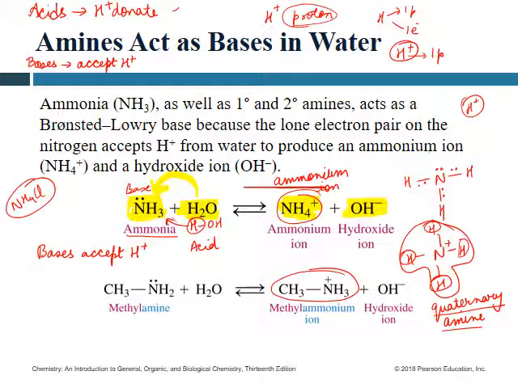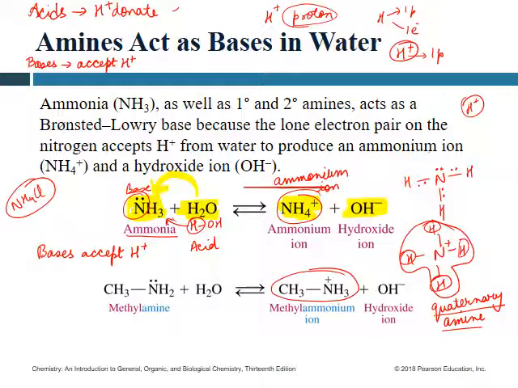So as long as there is a nitrogen with a lone pair, it is going to accept a proton. Once this nitrogen has a positive charge, it can no longer accept any more protons. So it could be any derivative of amine. It could be NH2, it could be N, it could be NH3, it could be NH. It will accept a proton.